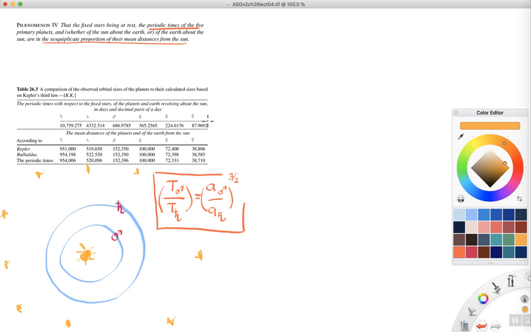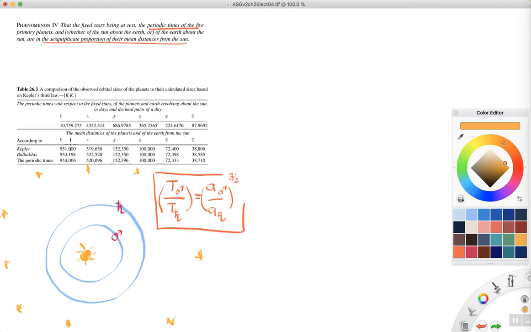It takes Mercury 87.962 days to go around the sun. Venus, it takes 224 days, about 7.5 months to go around the sun. Earth takes 365.2565 days to go around the sun. Mars, 687 days. Jupiter, 4,333 days, and Saturn, 10,759 days to go around the sun. So we could take any of these two, like Mars and Saturn, and form the ratio of the number of days there and the number of days there. That would be the left-hand side of this equation.